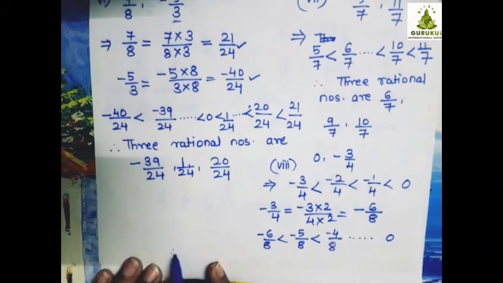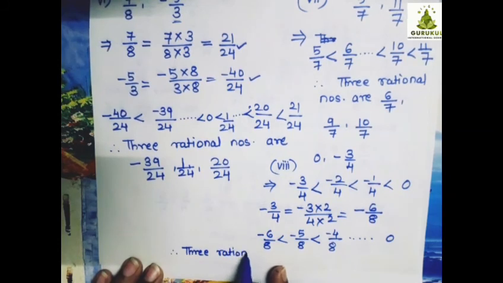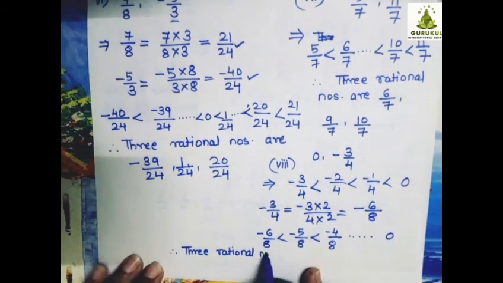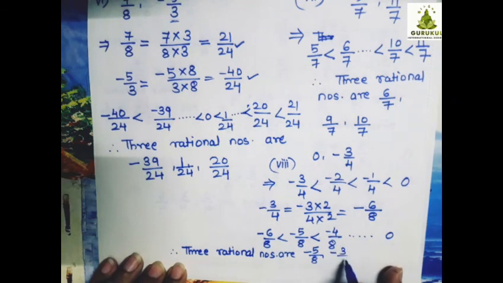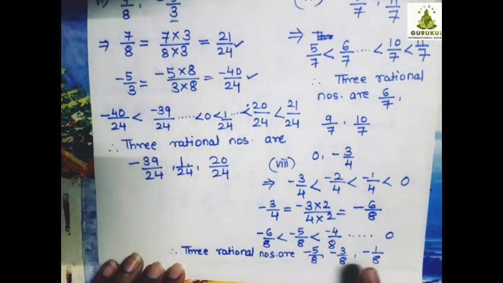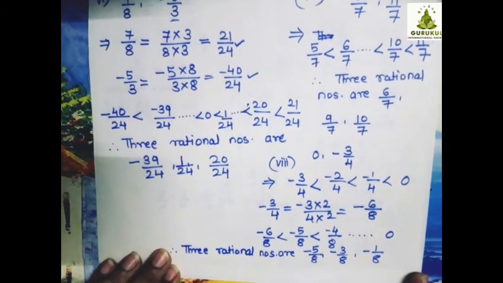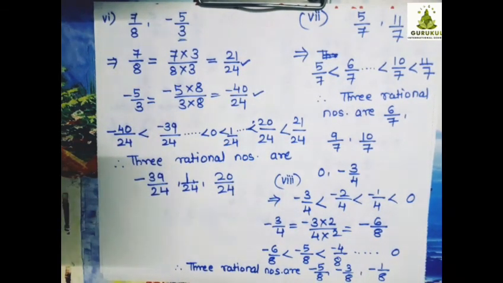Therefore, 3 rational numbers are minus 5 upon 8, minus 3 upon 8, minus 1 upon 8, any 3 numbers. So, I am writing these 3 numbers. Okay. So, here I have solved all the sums for practice set 23. The same method you can follow, it is the simpler method. Answers may vary, it doesn't matter.